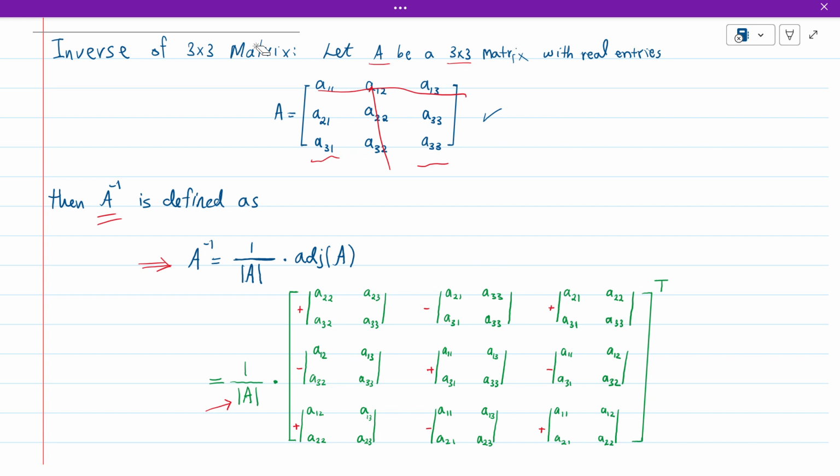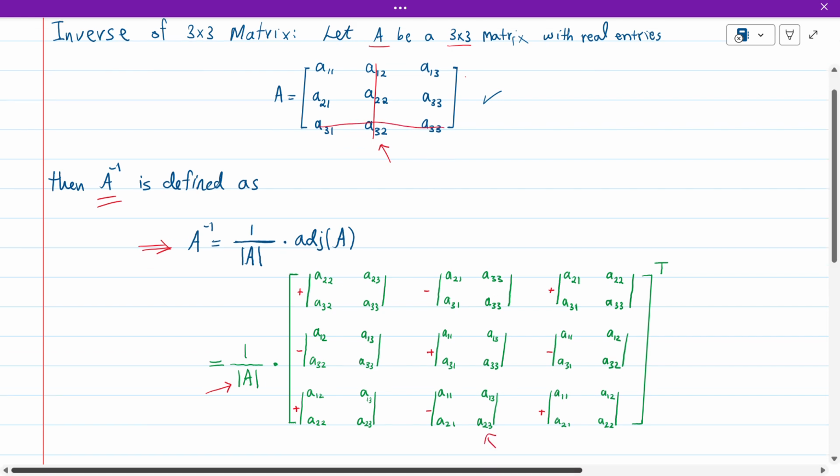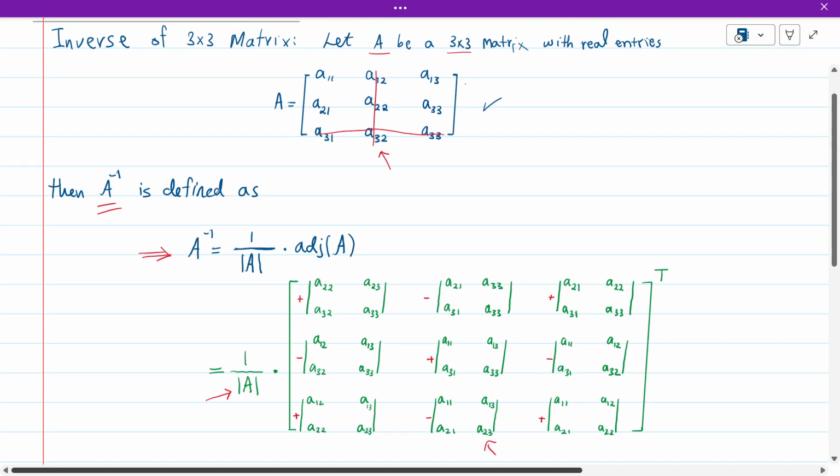Now for the third element, you continue like this, you remove the row and the column of the location of the corresponding element, and you take the determinant of the remaining numbers. And you continue in the same manner. If you look at this element here, you remove the column and the row. You see it is this location. So you remove the row and the column and you take the determinant of the remainder, which is A11, A13, sorry, A21, A23. And the same story for all other elements.